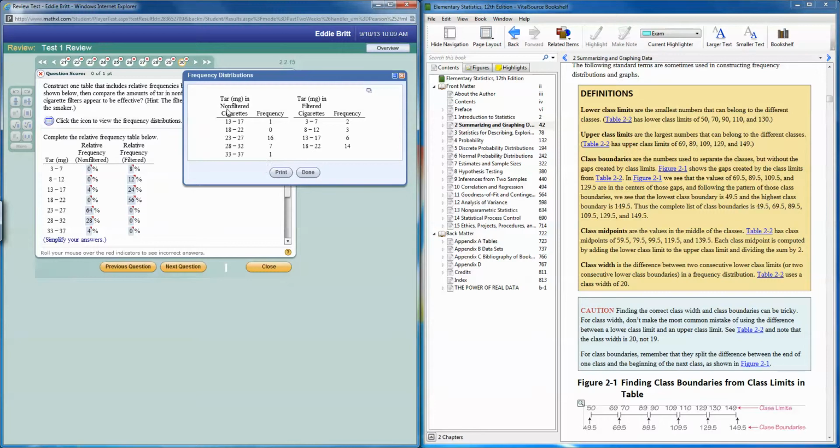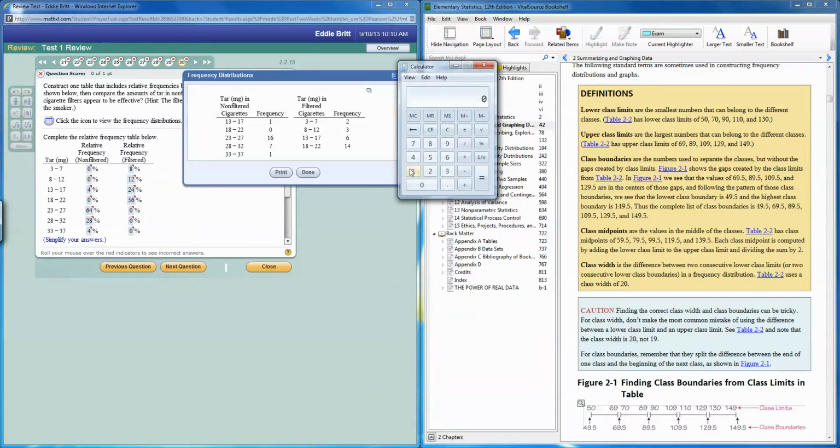Alright, and so we need to get the total number of all the frequencies for non-filtered. So 1 plus 16 plus 7 plus 1. So that's going to be 25, I believe. 1 and 16 is 17, and 17 and 7 is 24, plus 1 is 25. So we take 1 and divide it by 25. That's going to give me a decimal. 1 divided by the total number of frequencies, 25, and I get 0.04. Then times 100, and that changes it to a percentage.